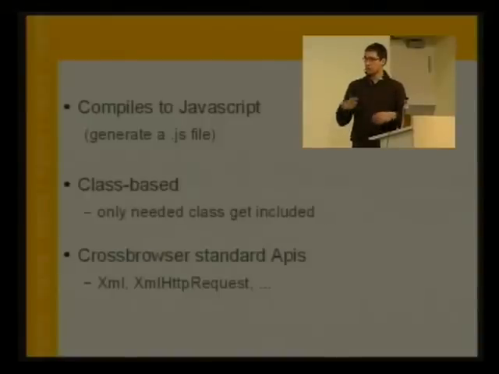And then we have some cross-browser standard APIs for XML, XMLHttpRequest, all these kinds of things that usually have quirks between the browsers. It's part of the standard library in haXe, so you can do it whatever browser you are running on. So let's have a quick look at some example in JavaScript done with haXe. I'm using an IDE called FlashDevelop to write haXe content.